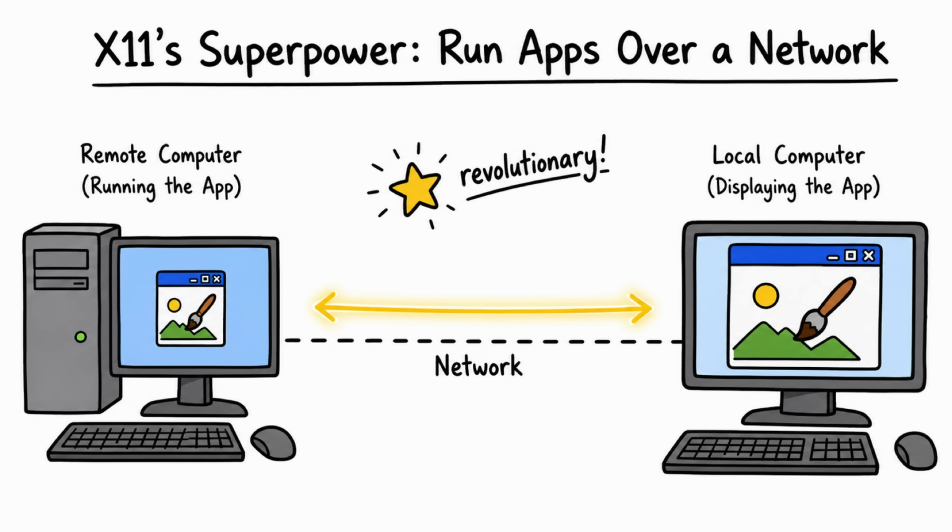Now here's what made X11 special, and also what eventually became its biggest problem. It was designed to work over a network. You could run an application on a computer in another room and display it on your screen. That was mind-blowing for 1984. But to do this, X11 was built with a very complex architecture, a central server that handled all the drawing, talking to the hardware, the applications, and everything in between.